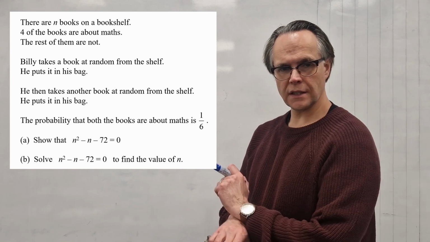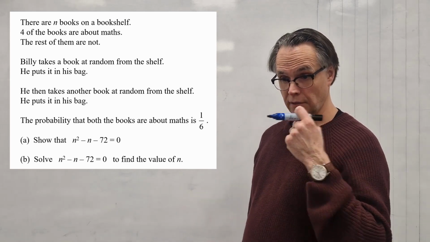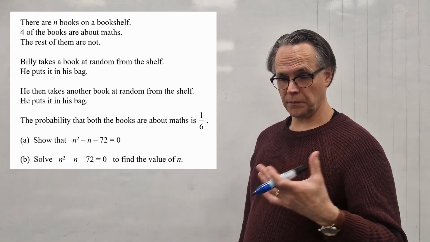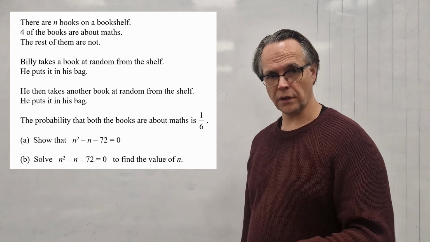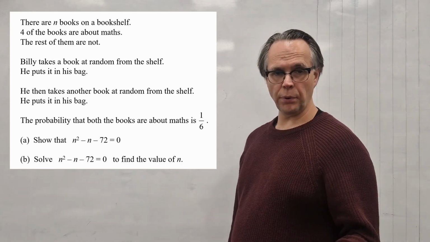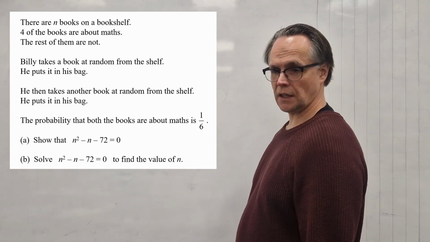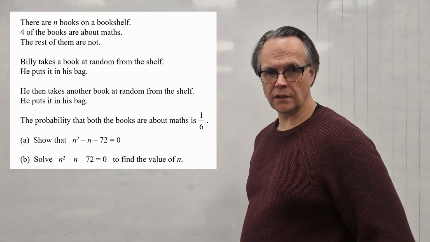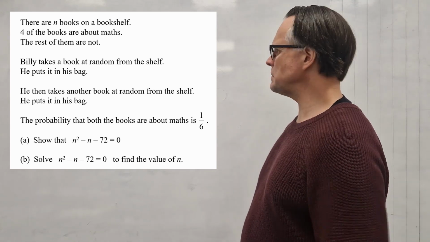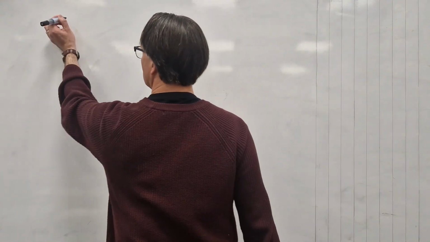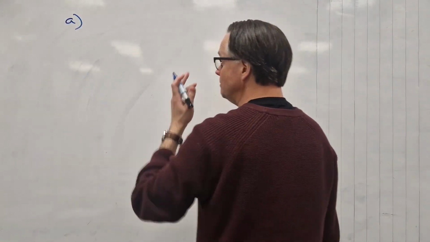Right, the way that we do this is, the question was that there are n books on the shelf. Billy takes one book and then he takes another book, and the probability that they're both about maths is 1/6. And we've got to show that a particular quadratic equation is true, which seems a bit of a weird thing, but it's not. So here we go, part A.